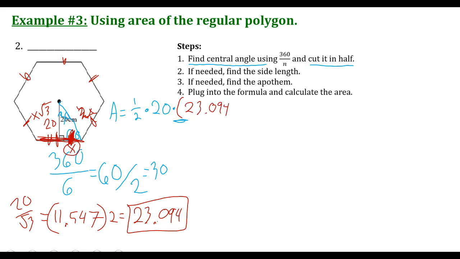23.094 times, how many sides are there? Well, 6, because it's a hexagon. Now we punch this in the calculator and find our answer. I got 1,385.64 centimeters squared. Moving on.